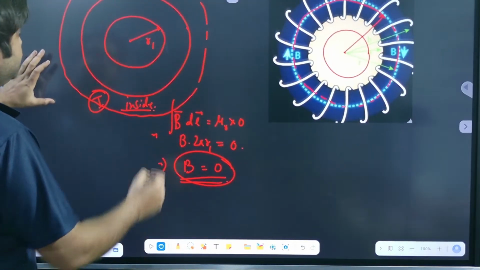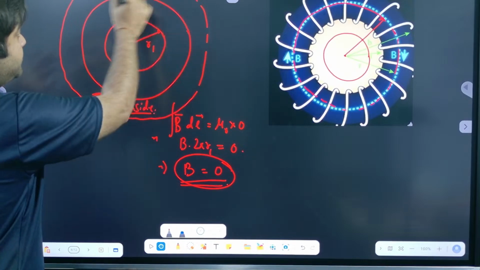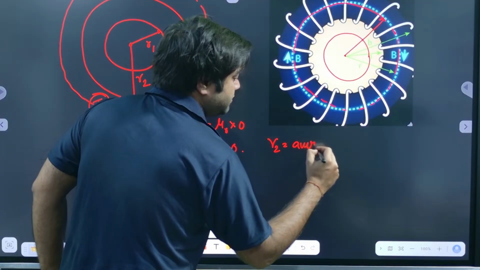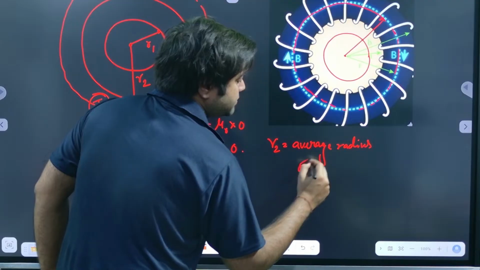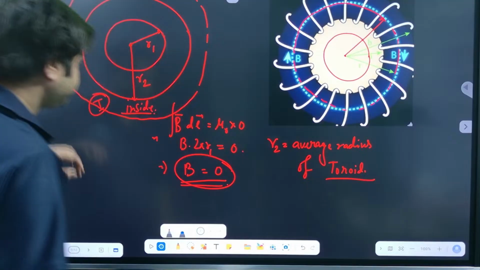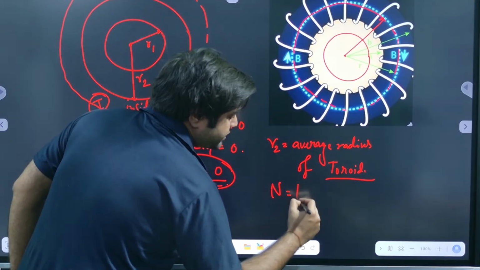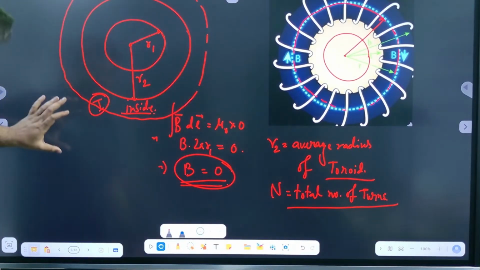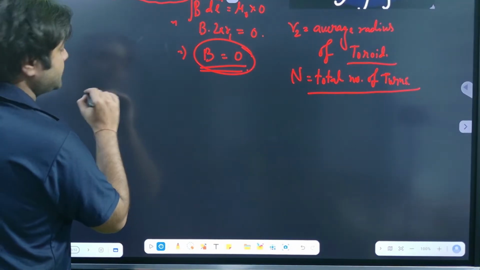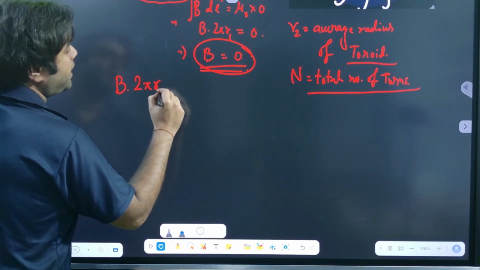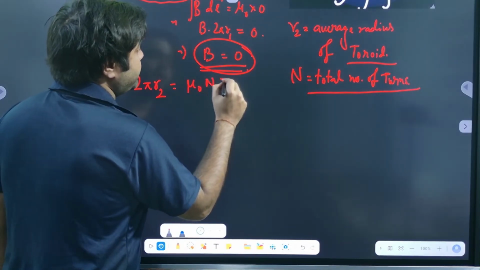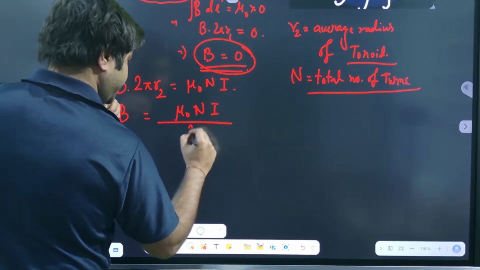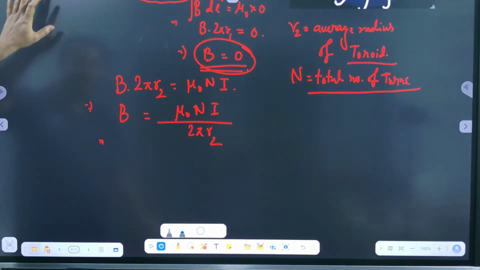Now look at the second case. If I consider this Amperian loop, if R2 is the average radius of the toroid, and if n is the total number of turns, in this case we can write B 2 pi r2 equals mu naught n i, and B will become mu naught n i divided by 2 pi r2. What is this 2 pi r2 basically?